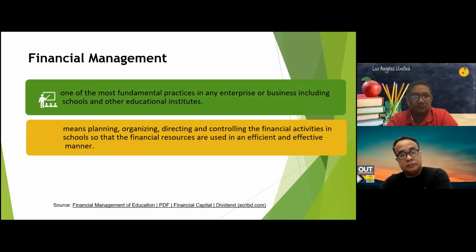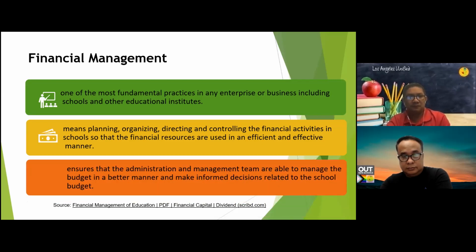It also means planning, organizing, directing, and controlling the financial activities in schools so that the financial resources are used in an efficient and effective manner. Also, financial management ensures that the administration and management team are able to manage the budget in a better manner and make informed decisions related to the school budget.